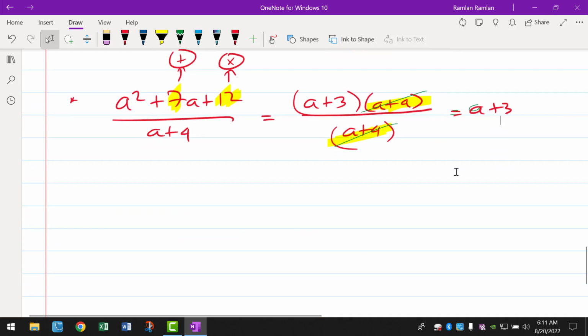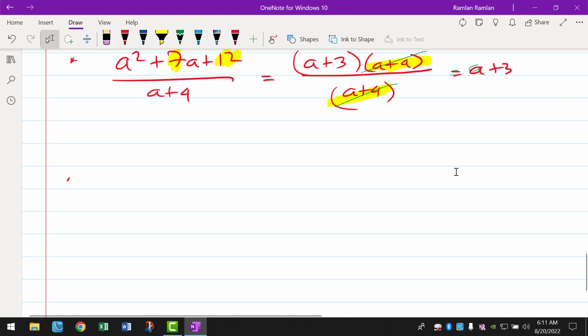The last one. Yeah, the last one for today. This time I have a quadratic on the top, on the numerator, and also in the denominator. I have a squared plus 9a plus 18 over a squared plus 11a plus 30. Okay, so that will be equals to what?